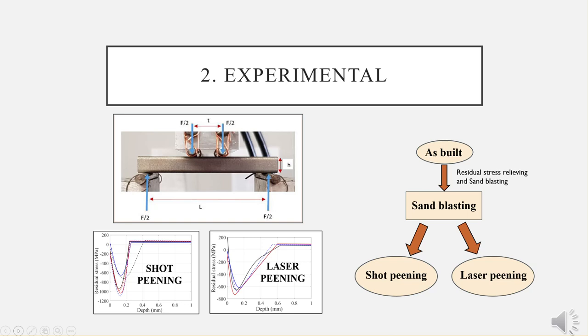The test specimens considered are prismatic in shape, with a cross-section of 22 × 10 mm and a length of 80 mm. All specimens were built in the vertical position and received residual stress relieving and sandblasting. Additionally, they were subjected to either shot peening or laser peening.